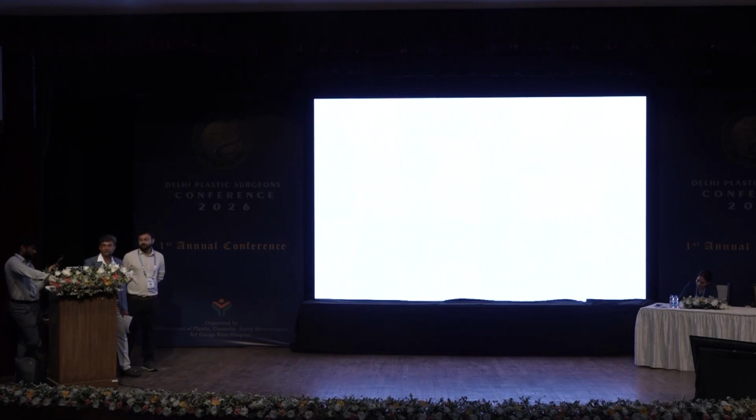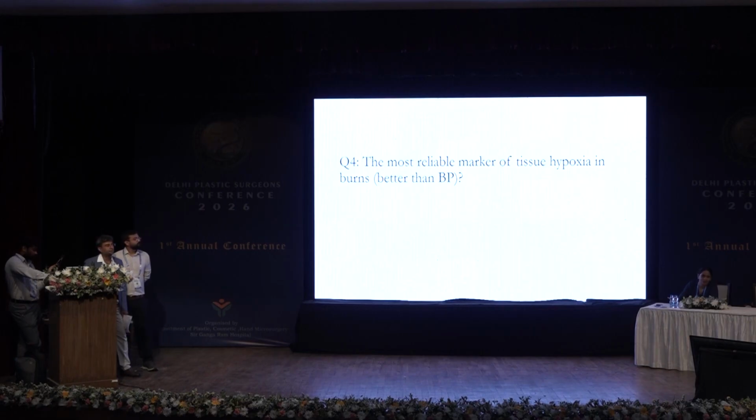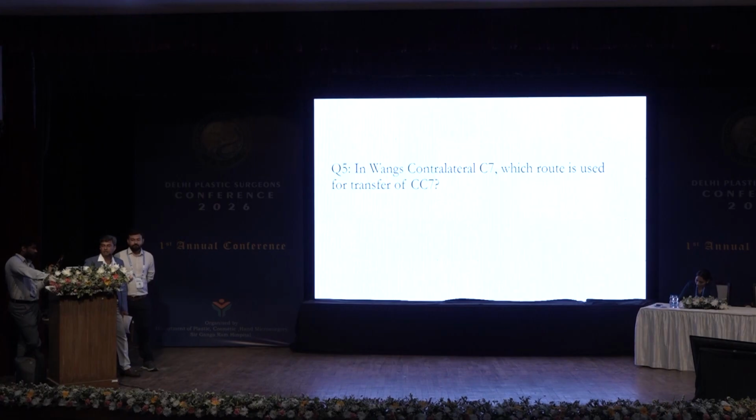In Hoffman and Kahn's classification of gynecomastia, moderate breast enlargement with minor skin redundancy is which grade? 2B. Correct. The most reliable marker of tissue hypoxia in burns. Lactate. Correct. In contralateral C7, which root? Time up. Prespinal. Sorry, which one? Be more specific. Anyway, we can't give it to you, but the answer is prevertebral root.